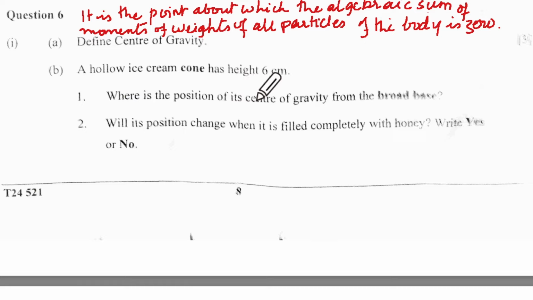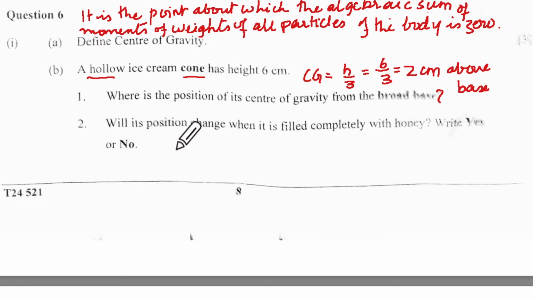A hollow ice cream cone has height 6 centimeters. Where is the position of the center of gravity from the broad base? This is not too clear. So it is a hollow cone, and the position of the center of gravity here is going to be h upon 3 from the base, which means 6 upon 3, that means 2 centimeters above the base.